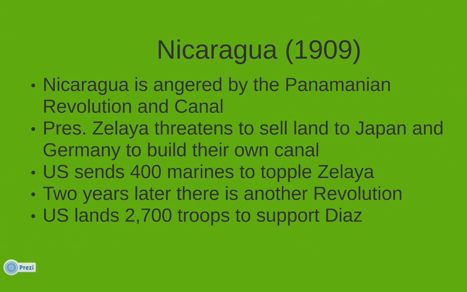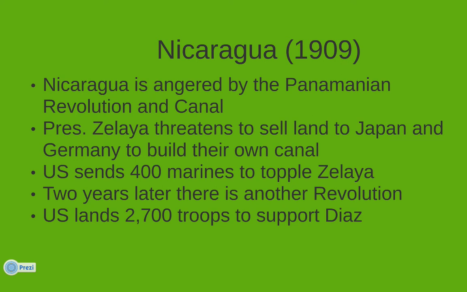The next one I want to talk about actually fits in closely with this one, which is in Nicaragua, which is right here. So the president of Nicaragua is very angry about how the United States got control of the canal and created a new country. So the president of Nicaragua threatens to sell some land to Japan and/or Germany to build their own canal to compete with the United States and to gain some allies across the Atlantic and Europe. And this really bothers the United States.